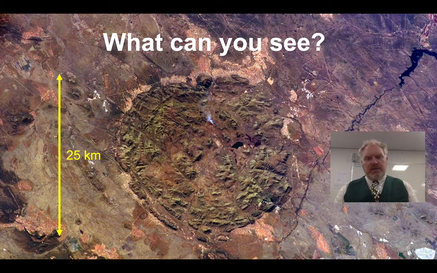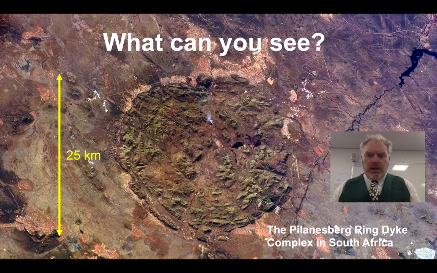We can see from the scale as well that this is an enormous structure. Now this type of structure might initially be interpreted as a pluton. But if we look carefully, we can see there's actually a strong concentric structure within this. And that makes it something a little bit different. This is the Pilanesberg ring dike complex in South Africa. Because the second of these structures that I need to introduce you to is the idea of a ring dike.